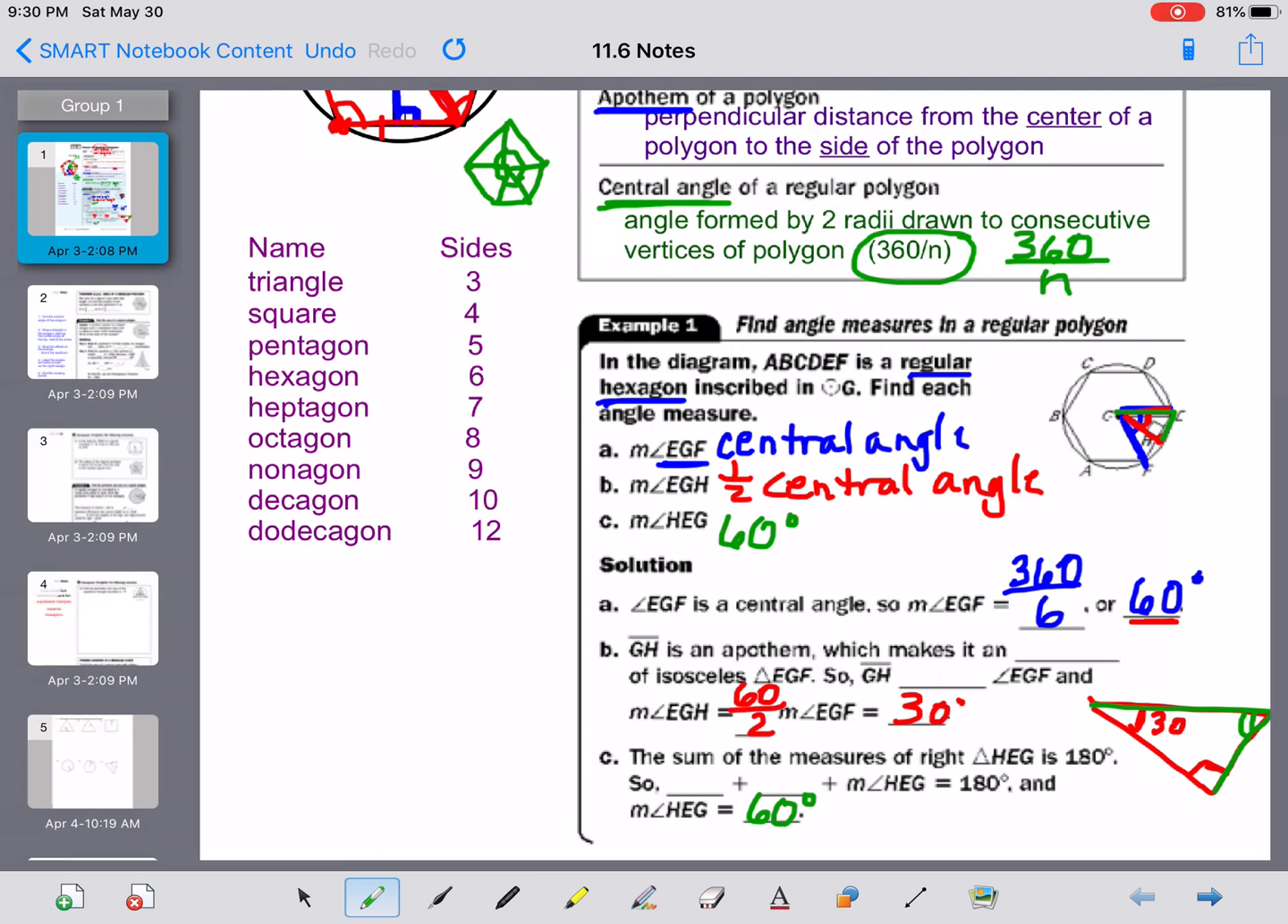Don't happen to see it anywhere in this chapter. Any way you see it, I'm going to have the short side across from the 30, doubled side across from the 90, and my short side times radical 3 across from the 60. So don't forget that rule because it will come back, and we will use it anytime we see a hexagon on these regular polygons. All right, page 2.